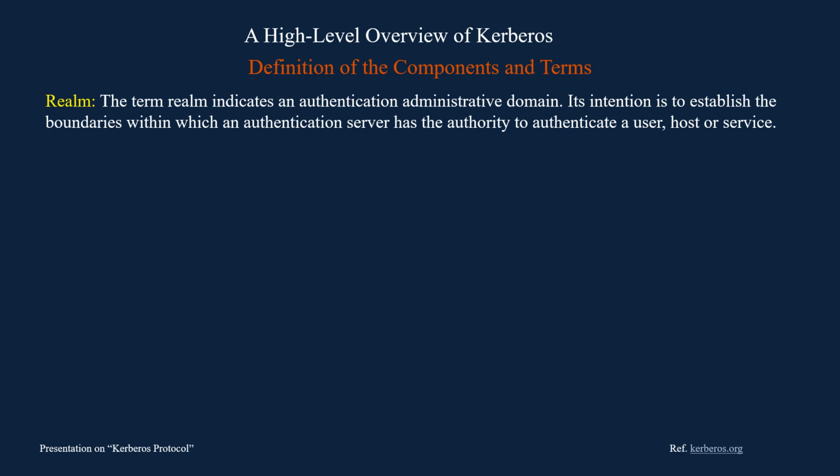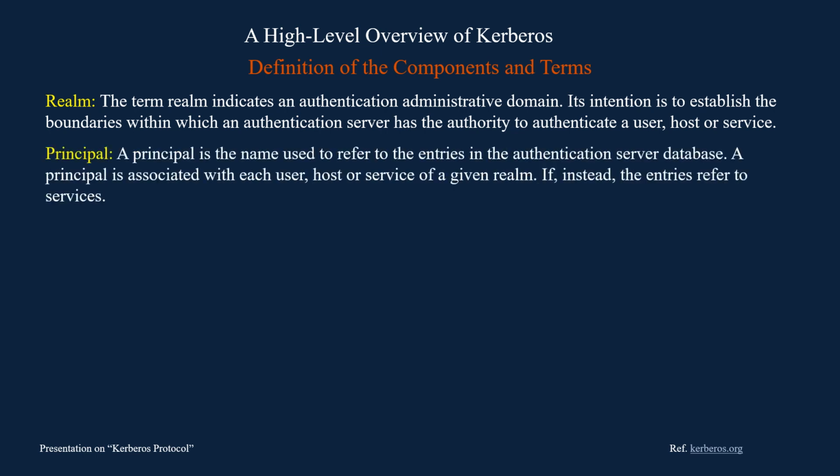Before jumping to the functional diagram of Kerberos, let's talk about some definitions of the components and terms. The first one is realm. The term realm indicates an authentication administrative domain. That means, say there is a realm X and under its jurisdiction we have a database server. And there is a realm Y, under its jurisdiction there is a file server. So the realm X will only be able to authenticate users for database services, and realm Y will only be able to authenticate people for file server related services.